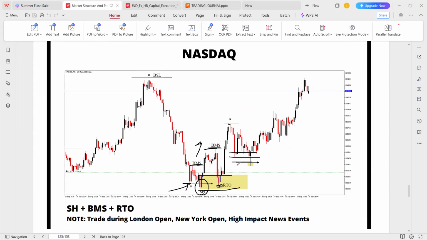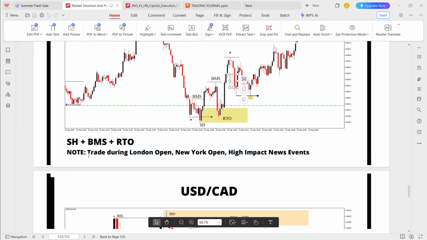OTE, nameable candle with another sell side liquidity sweep right here, nameable candle, which is a pin bar, which is what we use for our entries. So here, I think the author actually entered on this RTO, stop loss outside the range, targeting these highs, I believe, and the trade was a success.